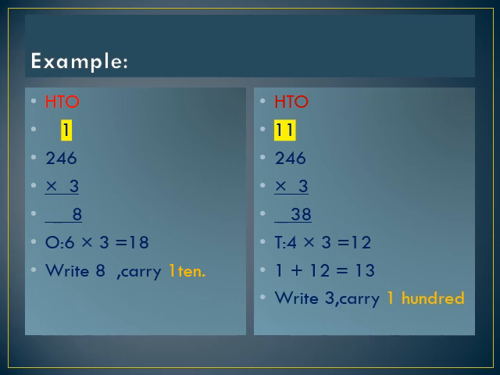Then you will multiply tens by 3. That is 4 into 3 is equal to 12. Add 1 to the product. That is 1 plus 12 is equal to 13. So write 3 under tens and carry 1 hundred.